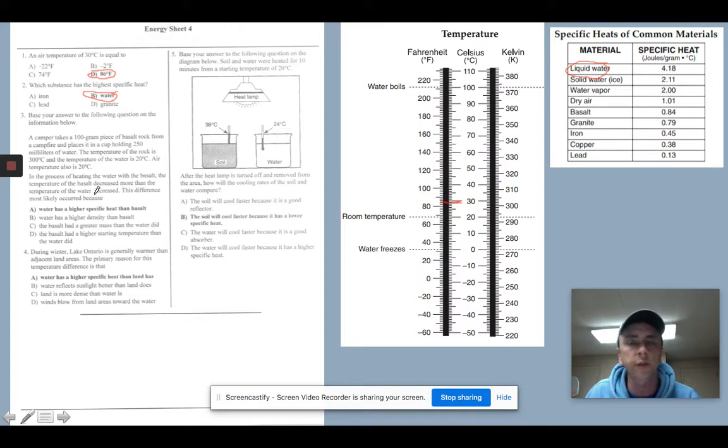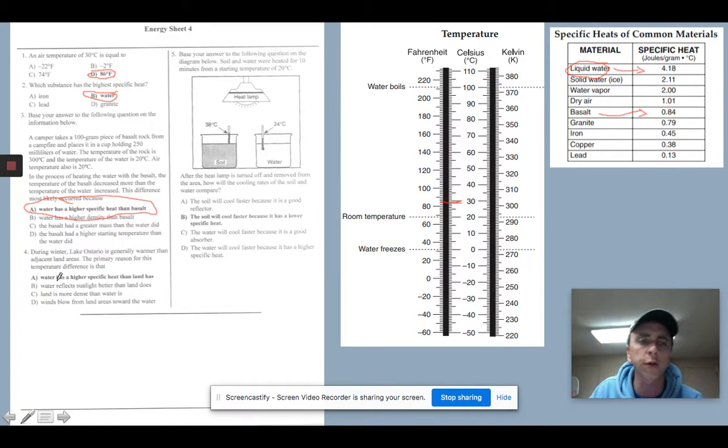Number 3, a camper takes a 100-gram piece of basalt rock from a campfire and places it in a cup holding 250 milliliters of water. The temperature of the rock is 300 degrees Celsius and the temperature of the water is 20 degrees Celsius. Air temperature also is 20 degrees. Oh my God, this is long. In the process of heating the water with the basalt, the temperature of the basalt decreased more than the temperature that the water increased. Why? Well, look, here's basalt. The specific heat of basalt is 0.84. The specific heat of liquid water is 4.18. The higher the specific heat, the more resistance to changing our temperature. So the explanation for this is water has a higher specific heat than basalt.